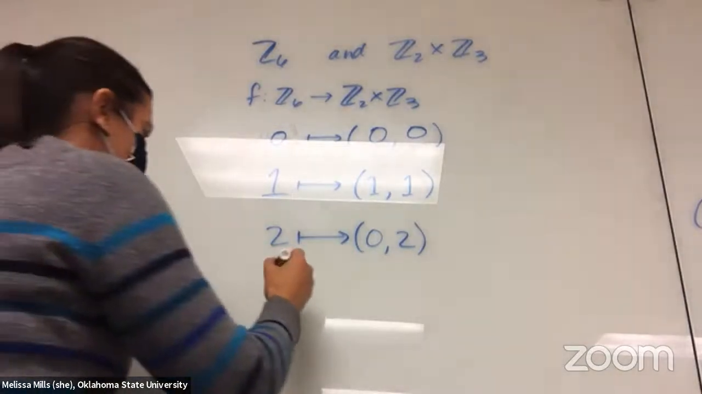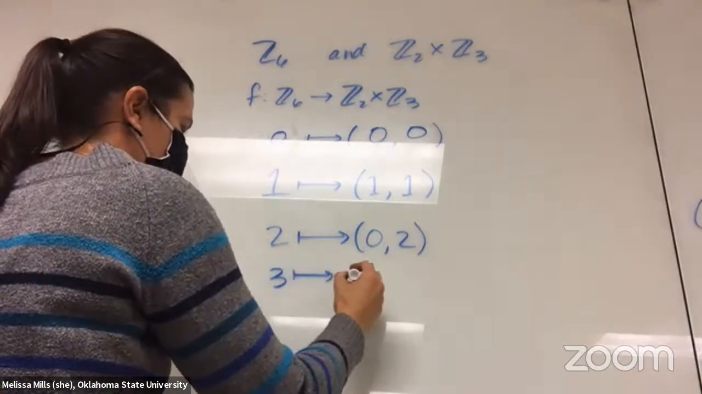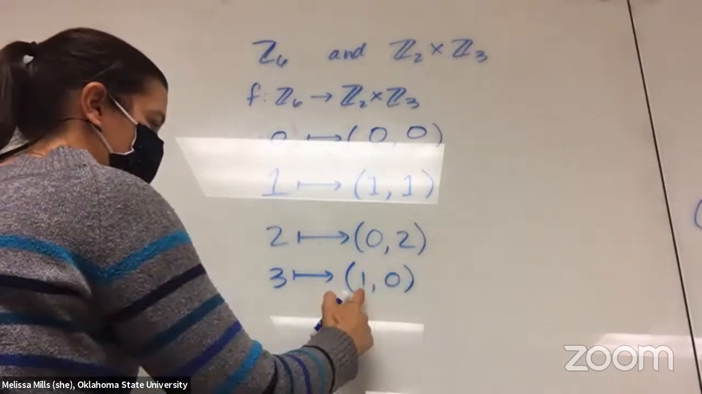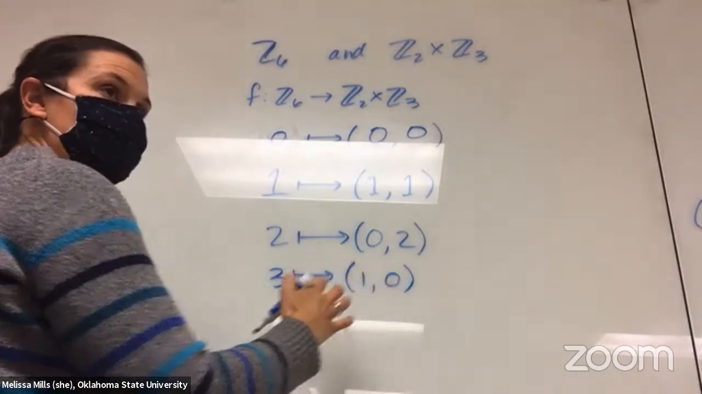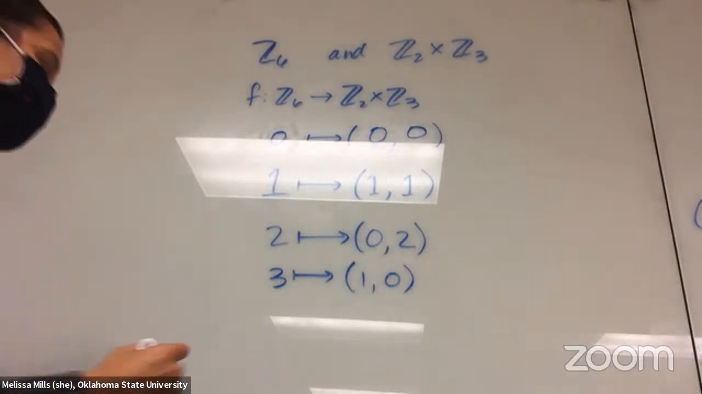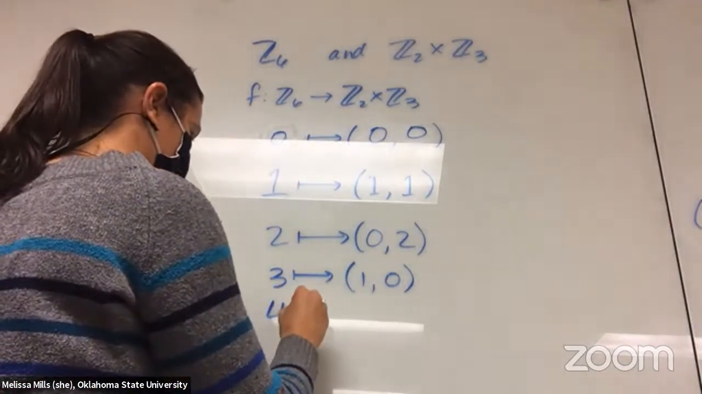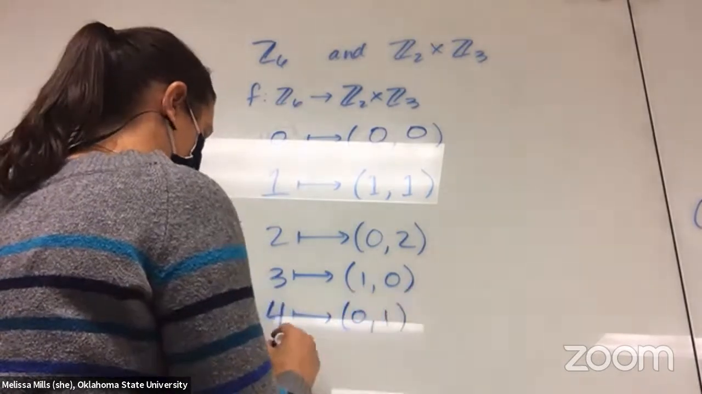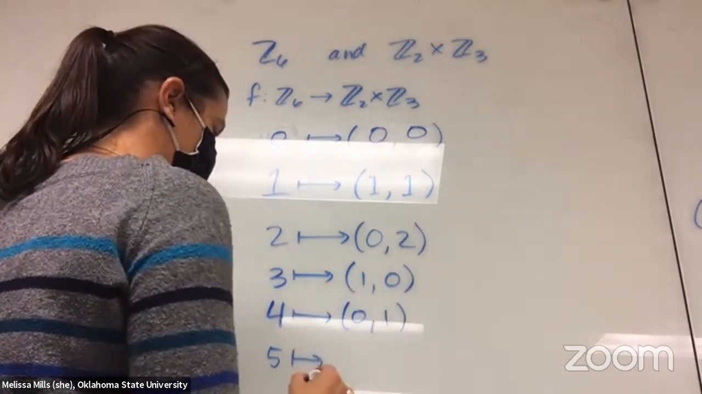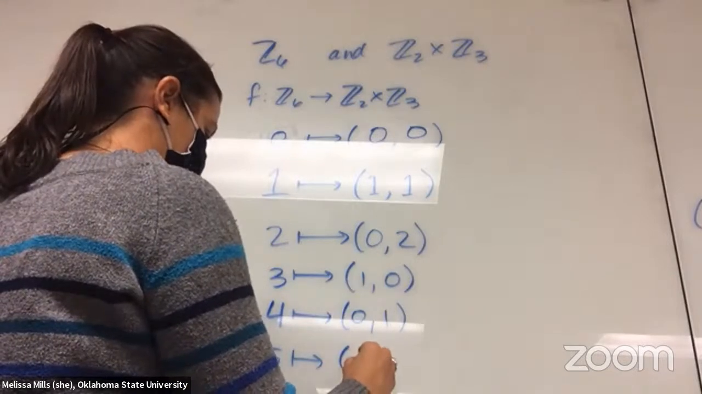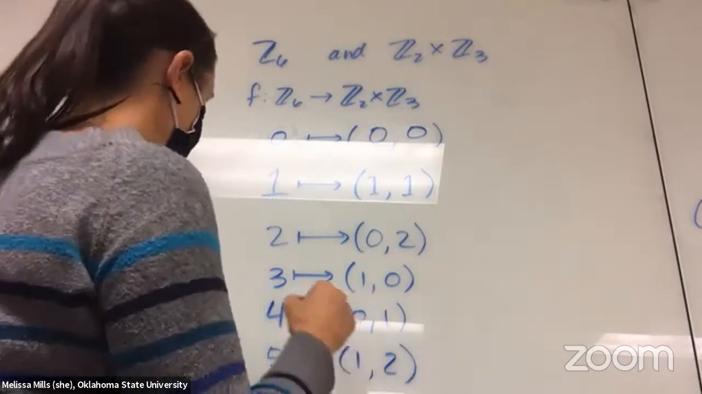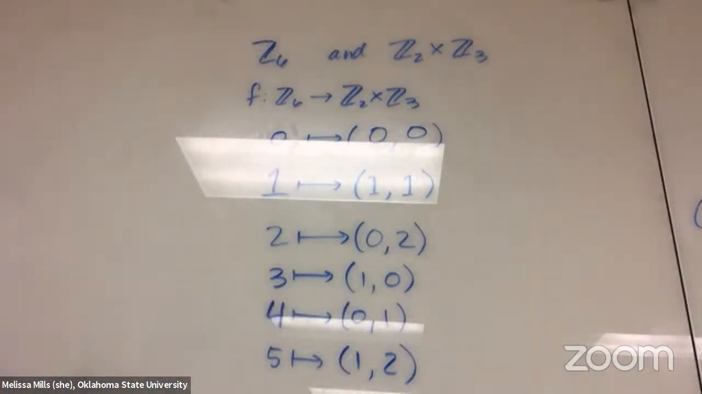And then what would 3 go to, you think? 1, 0. Because it would go to 3, 3, kind of 3, 3. And then 4 would go to, and 5, 1, 2. And that's it, right? The 6 elements, mapping to 6 other elements.